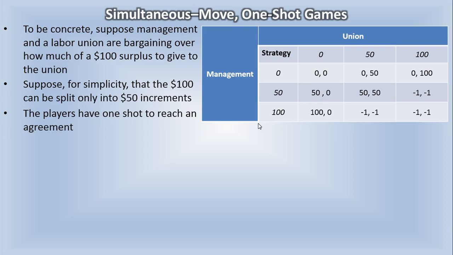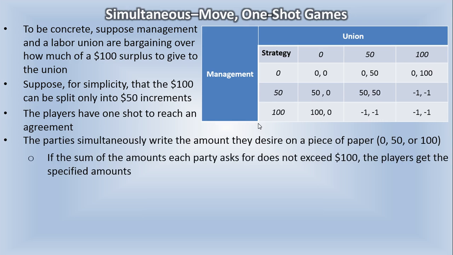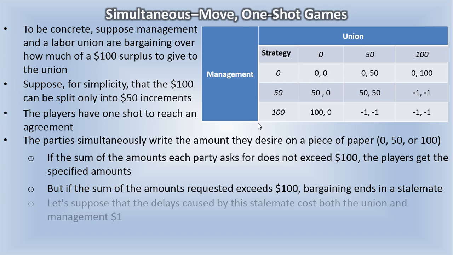The players have one shot to reach an agreement. The parties simultaneously write the amount that they desire on a piece of paper, either 0, 50, or 100. So again, they have $100. They're trying to figure out how they're going to split it between the management and the union. If the sum of the amounts each party asks for does not exceed $100, then the players get the specified amount. But if the sum of the amounts requested exceeds $100, bargaining ends in a stalemate.